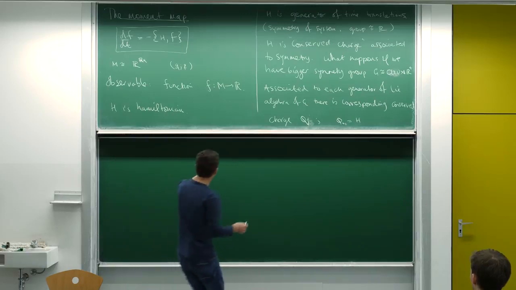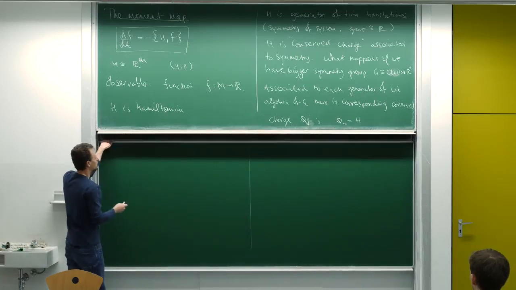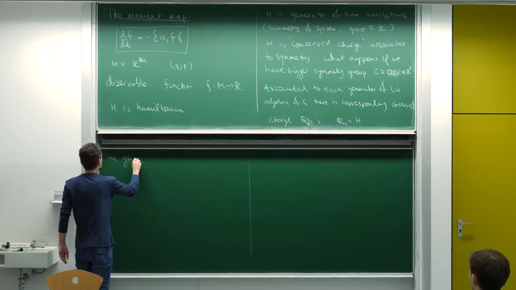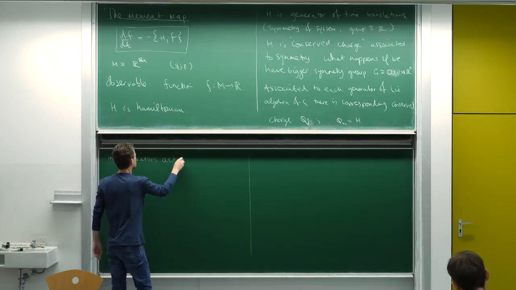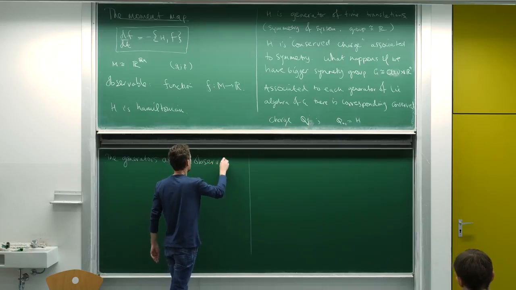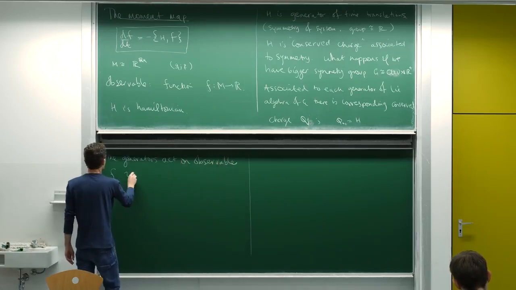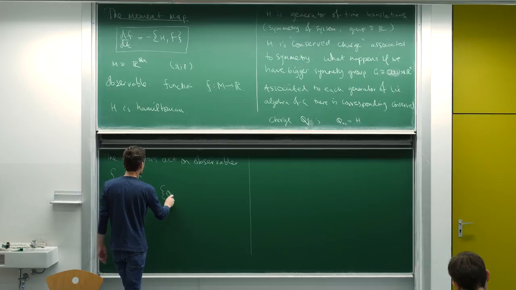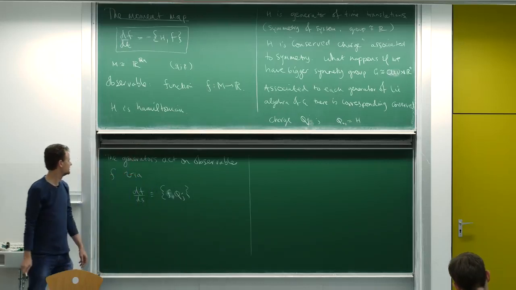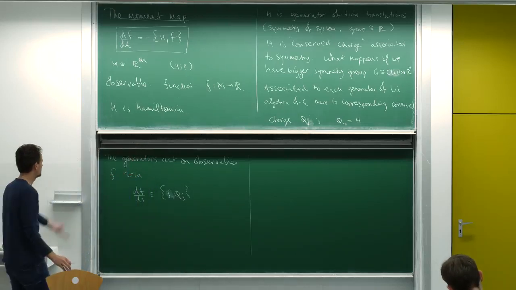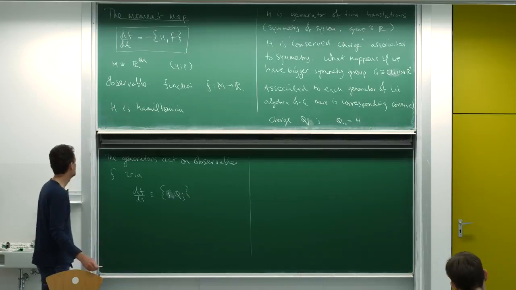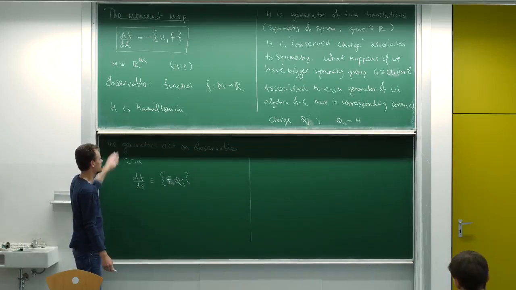I'll summarize a couple of these things. So the generators act on the observables, which are just functions on phase space, just according to this standard Poisson bracket, symmetry group.